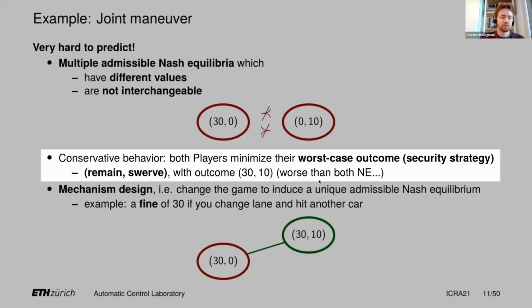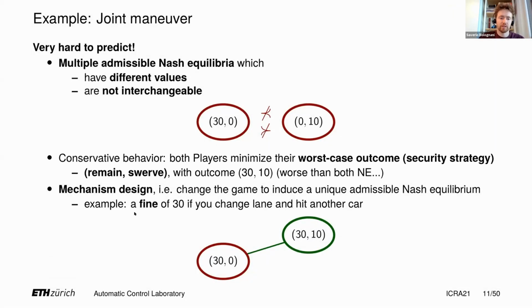Then they end up with an outcome which is worse than any Nash equilibrium. So there's something to gain in at least playing the game, but then you need to decide which one you would like to agree on.